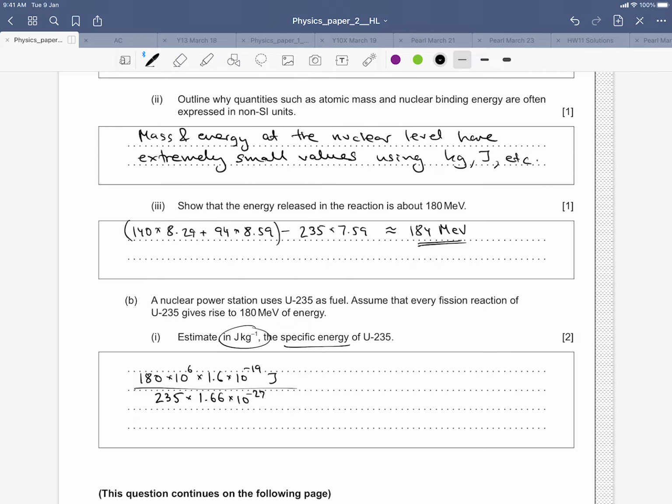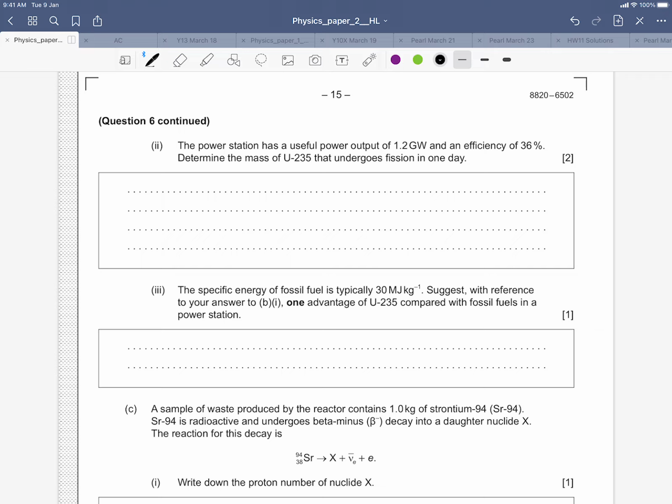And that's, by the way, remember, a very large number compared to many other types of fuel, for instance, fossil fuels. So, yeah. Then the power station has a useful power output of 1.2 gigawatts, but an efficiency of only 36%. So remember, efficiency, use the Greek letter eta for that. Definition is the useful output over the total input.